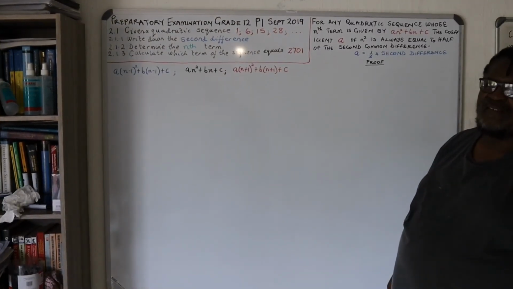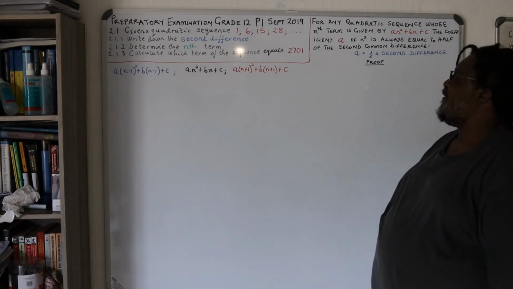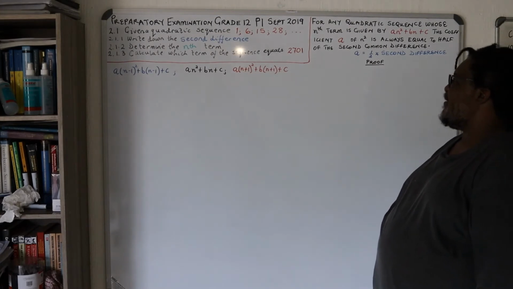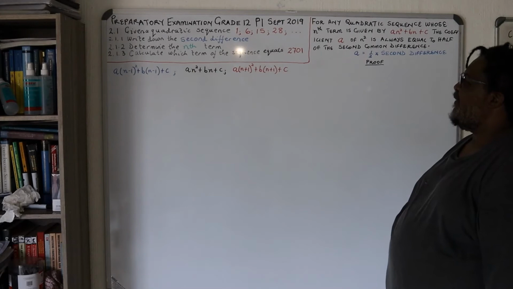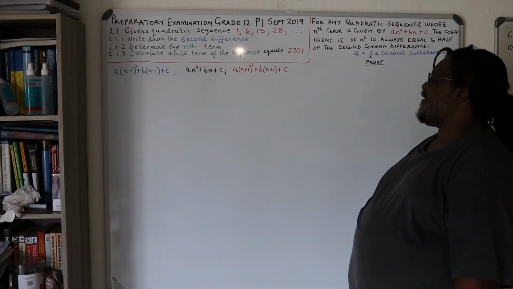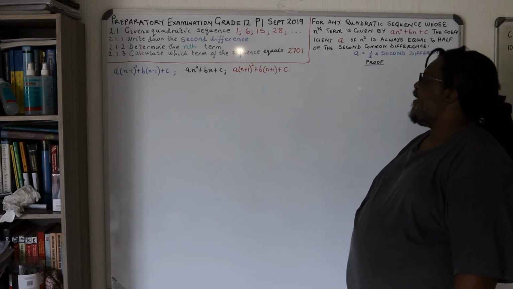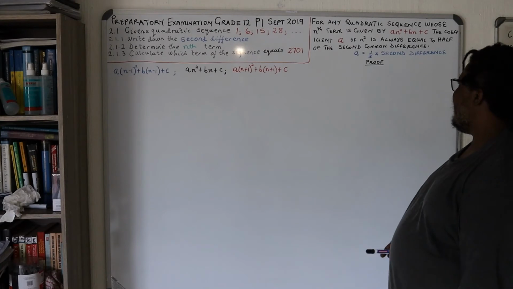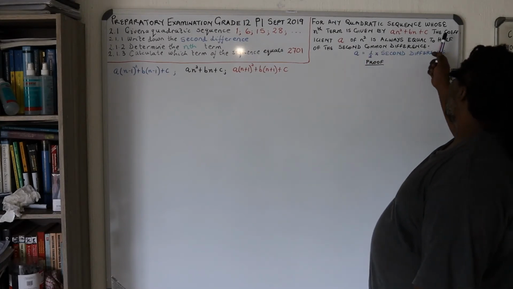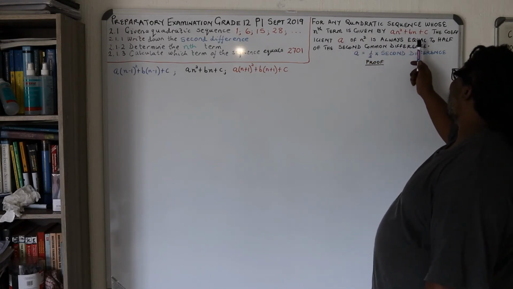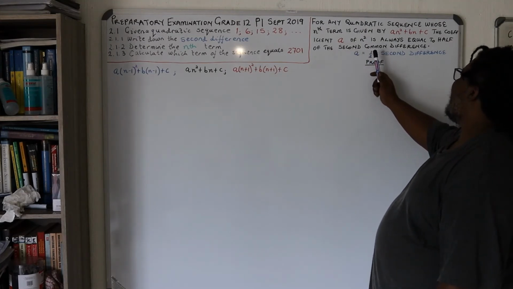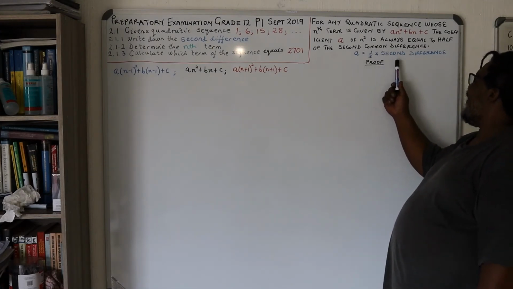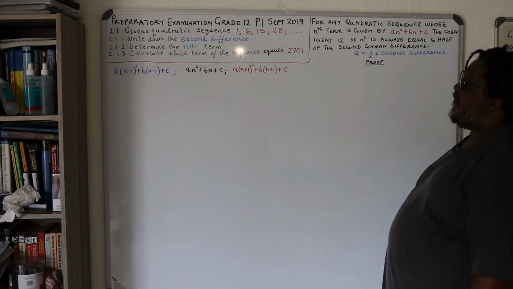We are continuing with the preparatory examination, grade 12, paper 1, September of 2019, question that we answered. Given a quadratic sequence 1, 6, 15, 28, write down the second difference, determine the nth term, and calculate which term of the sequence equals 2701. In the solution of that question, I said to you that it is a matter of fact that for any quadratic sequence whose nth term is given by a n squared plus b n plus c, the coefficient a of the n squared is always equal to half of the second common difference. In other words, a is equal to half times the second difference of the quadratic sequence.